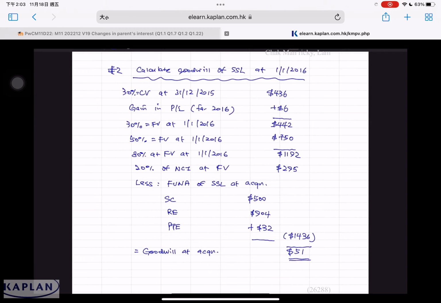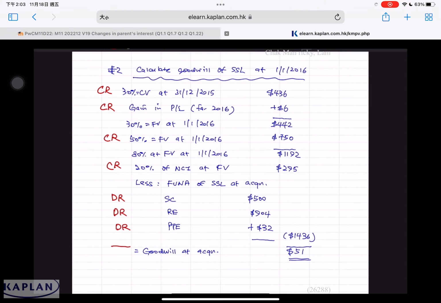If you know how to do this, you should be able to come up with the journal entry. First, you must remove the associate. Last year it is an associate. The first day of this year, it becomes a subsidiary. Recognize the gain in P&L on remeasurement to fair value. Eliminate the cost of the 50%. Account for NCI. Eliminate share capital and retained earnings.